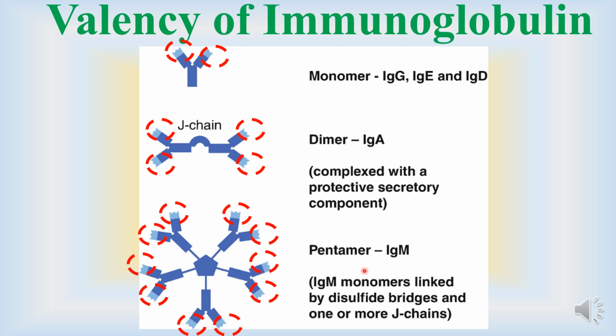The pentameric immunoglobulin is the immunoglobulin M, which has 5 units of immunoglobulins bound together by the J chain, and immunoglobulin M monomers linked by disulfide bridges and one J chain. So they can bind to 10 antigens, and therefore the valency of immunoglobulin M is 10. Valency of immunoglobulin A is 4 and valency of immunoglobulin G, E and D is 2.